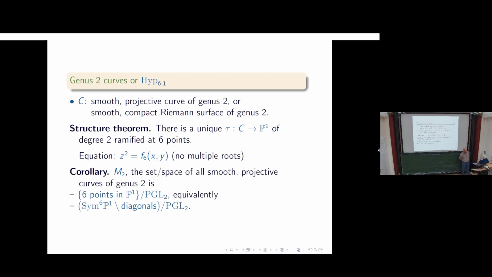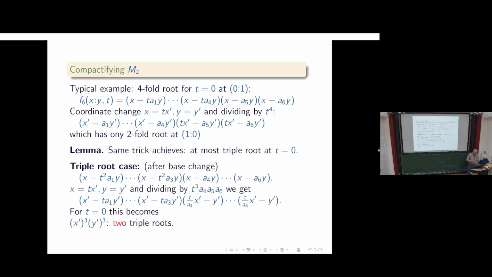And so the curve is smooth as long as there are no multiple roots. So that means that for M2, which is the open part, you can just say 6 points in P1 mod PGL2, or the symmetric product of P1 minus the diagonals mod PGL2. And this is a completely reasonable space, and this is the right space. But how do we compactify it?